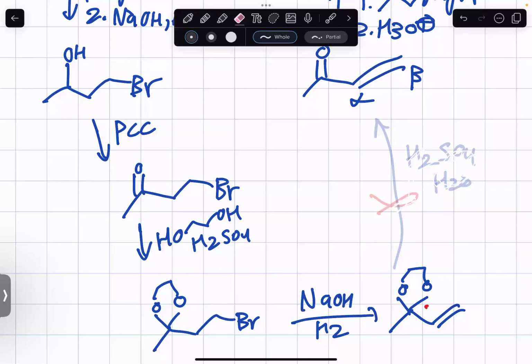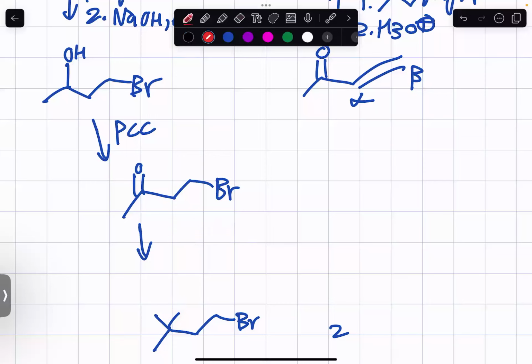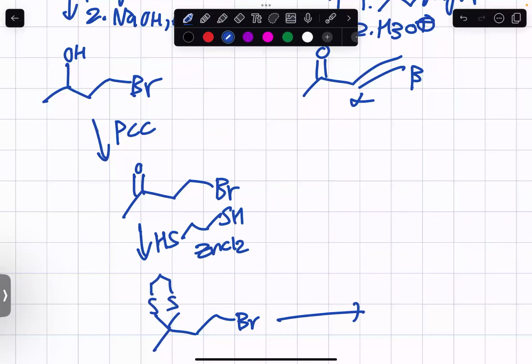There's another protecting group that does not use acid and water to deprotect it. What is that other protecting group that we gotta use? Sulfur. Yeah, the thioacetal, the one with the sulfur, which is gonna be this here with the zinc chloride, right? And then do that E2 NaOH water base elimination, create that double bond.